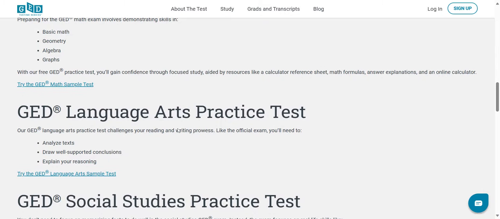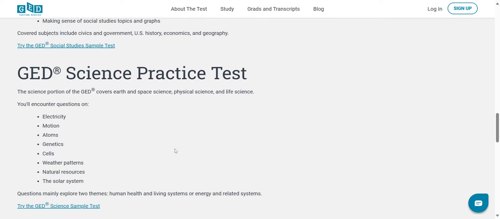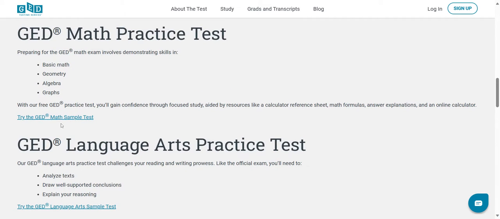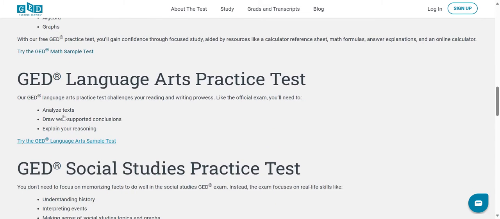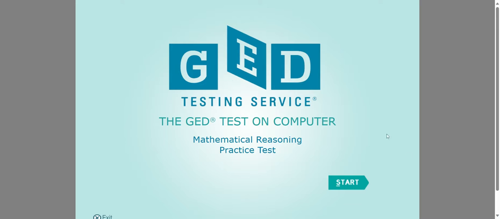Oftentimes you can access these tests for free. They don't cost anything, and they will prepare you for the test itself. So in this case, we're going to look at an overview of the math, the language arts, the social studies, and the science, just so you can see what is expected. And so I'm going to go ahead and hit start here.